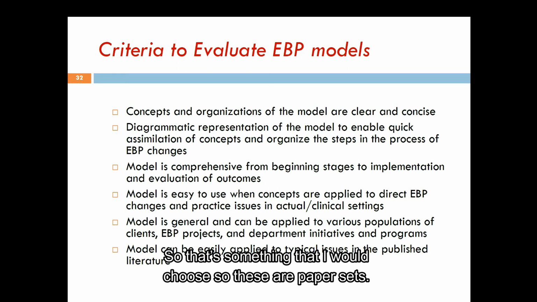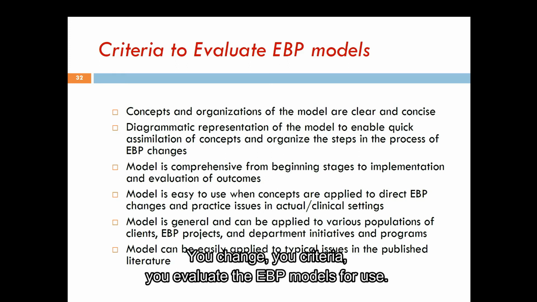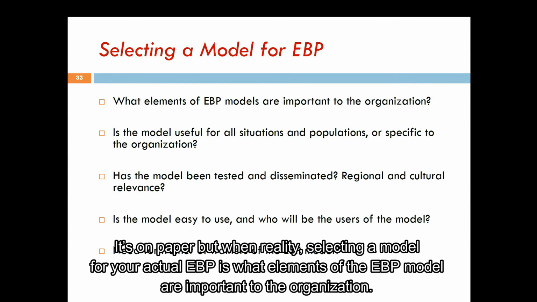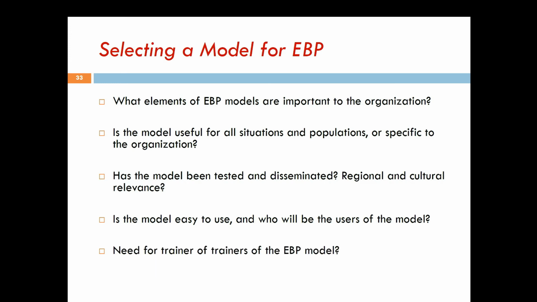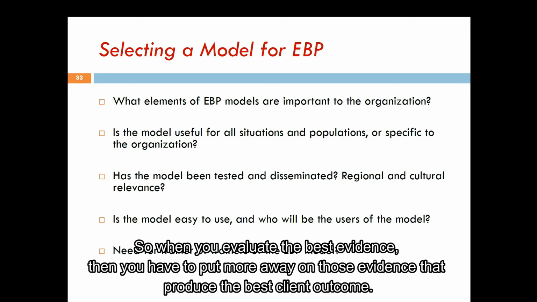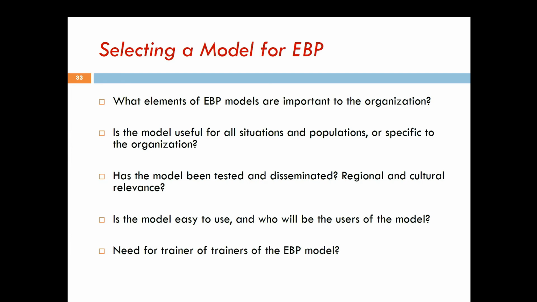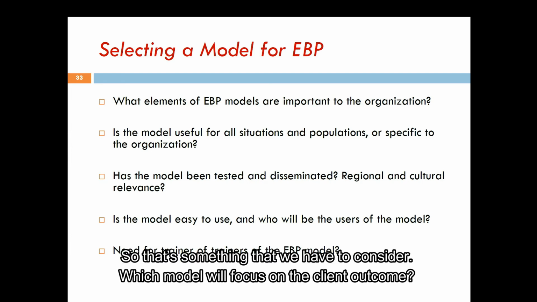So on paper, the criteria to evaluate the EBP model for use are set out, but in reality, selecting a model for your actual EBP depends on what elements of the EBP model are important to the organization. Are they focused on the client outcome? When you evaluate the best evidence, you have to put more weight on evidence that produces the best client outcome. So that's something that we have to consider. Which model will focus on the client outcome?